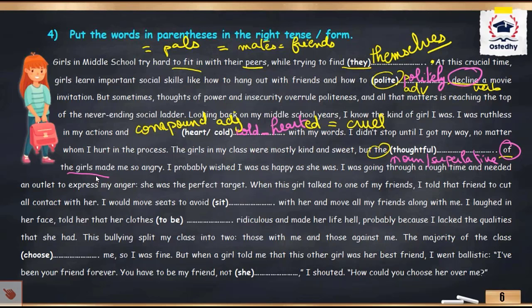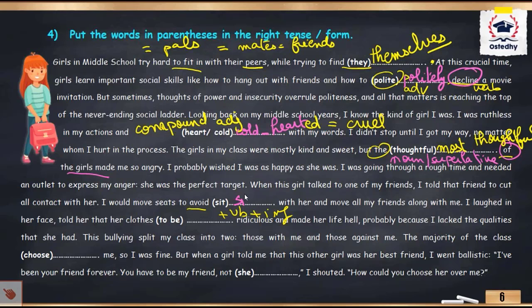Is it a long or a short adjective? Long adjective. What do I write? The most. Most, not must. The most thoughtful of the girls made me so angry. And then I will move straight away to the next answer. I would move seats to avoid what? If you have avoid, you have to have a verb plus ing. So what is the right answer here?